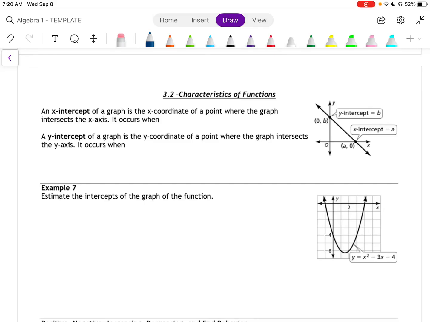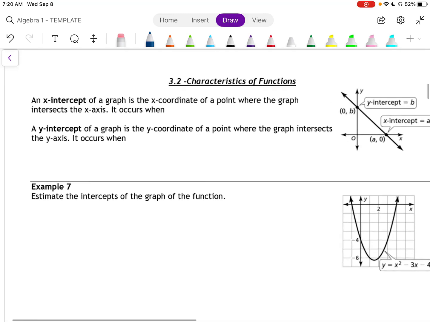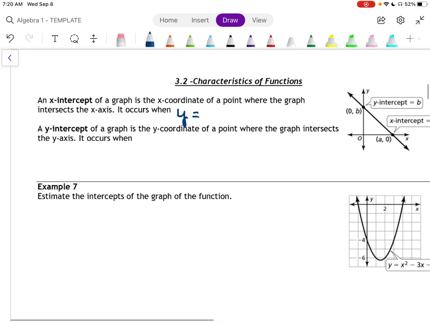All right, Chapter 3, Section 2, Characteristics of Functions. So starting off with some definitions, an x-intercept of a graph is the x-coordinate of a point where the graph intersects the x-axis. It occurs when y equals 0.